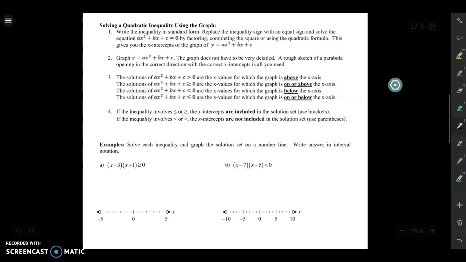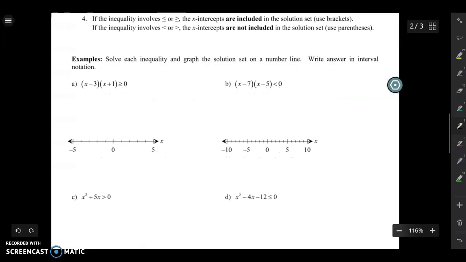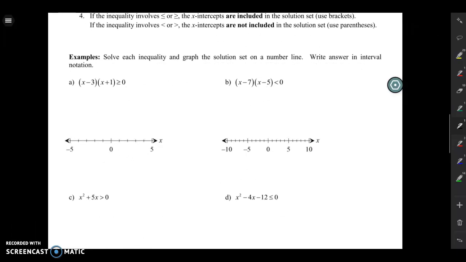So let's just do a couple examples. I think it sounds a lot harder than it is. If I look at A, I have x minus 3 times x plus 1. This is in factored form. So I'm just going to go ahead and solve each of these pieces.